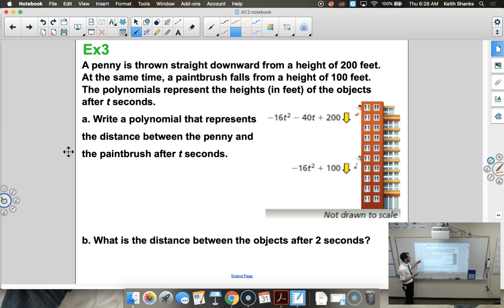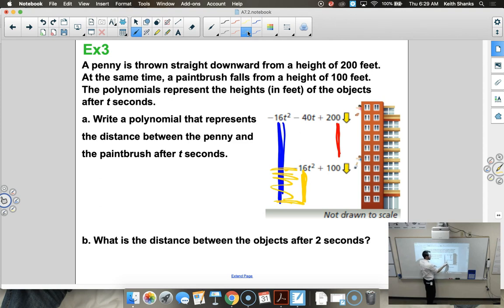It says write a polynomial that represents the distance between the two. The distance between the two is this space right here. What you would do is take the blue, the distance from the penny to the ground, minus the distance from the paintbrush to the ground. If I take the blue and get rid of this yellow chunk, I'm left with this stuff up here, which is the red spot. So what they're asking you to do is subtract these first off.